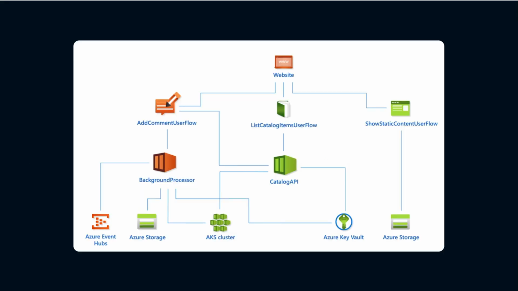Here we see a system architecture with components of a web app tied to user flows: adding comments, catalog listings, and static content. An issue in Azure Event Hubs cascades upstream, breaking the background processor and preventing users from adding comments. This health model maps low-level problems to user-facing effects, helping troubleshooters quickly identify root causes like a specific event hub under pressure. Such contextual insight accelerates finding and fixing issues, improving operational efficiency.